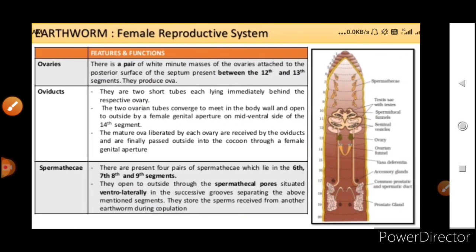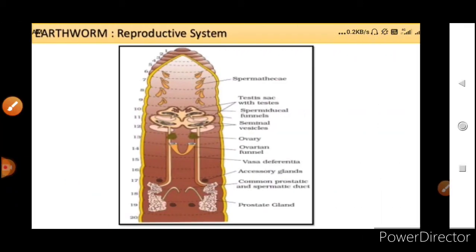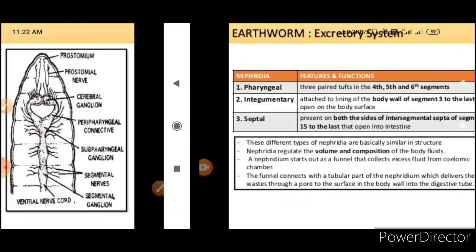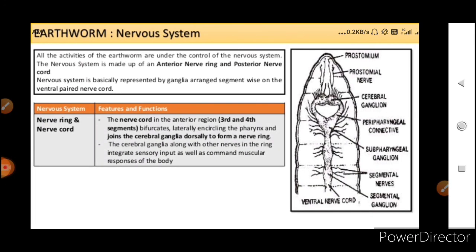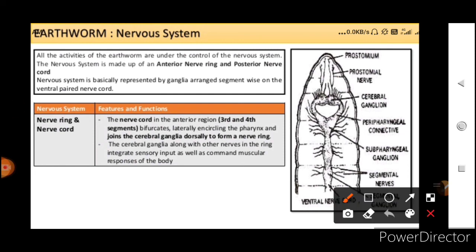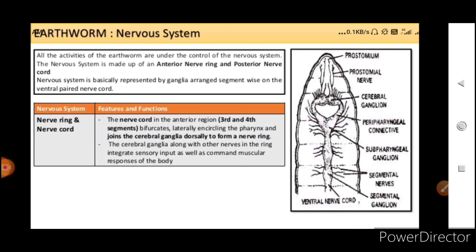So here we studied what? We studied about the nervous system, which was very simple. Excretory system, here you have to remember that 3 types of nephridia are present, and their position and the main function of the nephridia. In nervous system you have to remember about the nerve ring and the nerve cord which is formed, which will help in sensation of the whole body.